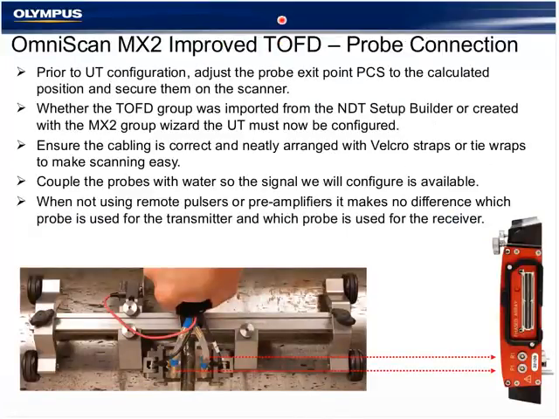Then we're going to physically connect the probes to the instrumentation. Prior to setting up the UT, you must adjust the probe exit points to the PCS that was calculated either in the software or by the operator. The connections of the coaxial cables are made directly into the LEMO connectors or to an adapter here. Again, this runs simultaneously with the phased array now.